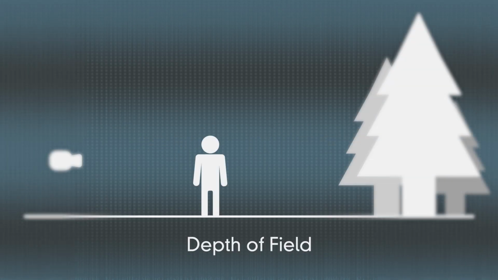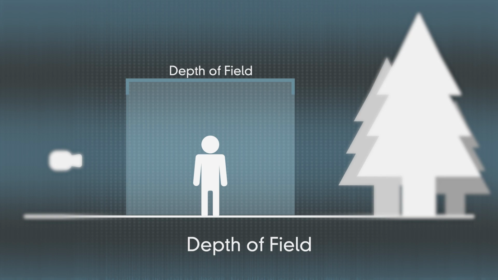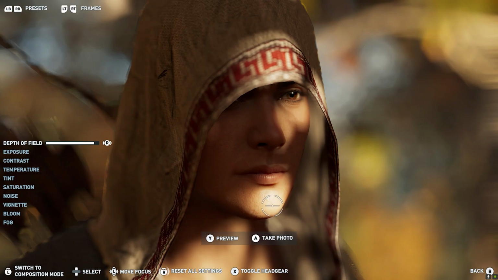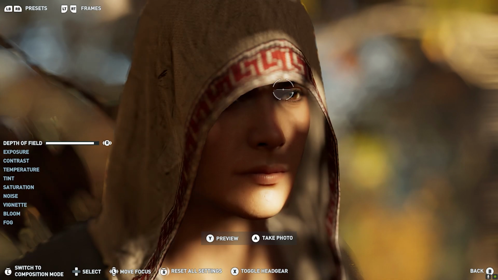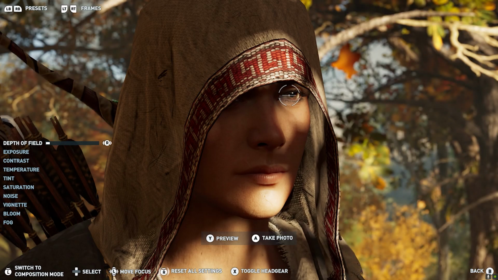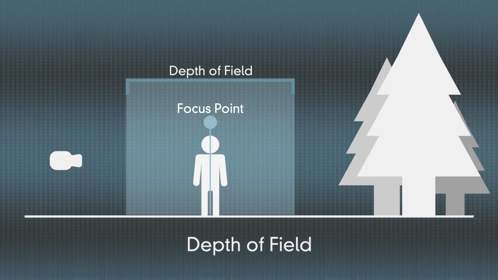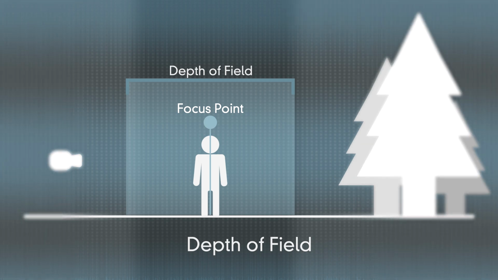The term depth of field refers to the region between the closest and farthest elements in the frame that appear in focus. The cursor that you can move around in photo mode tells the camera where the focus point is, or rather, what part of the image you want to be clear and sharp. As you move farther away from this focus point, whether towards the camera or away from it, the objects in the scene will become progressively blurrier.